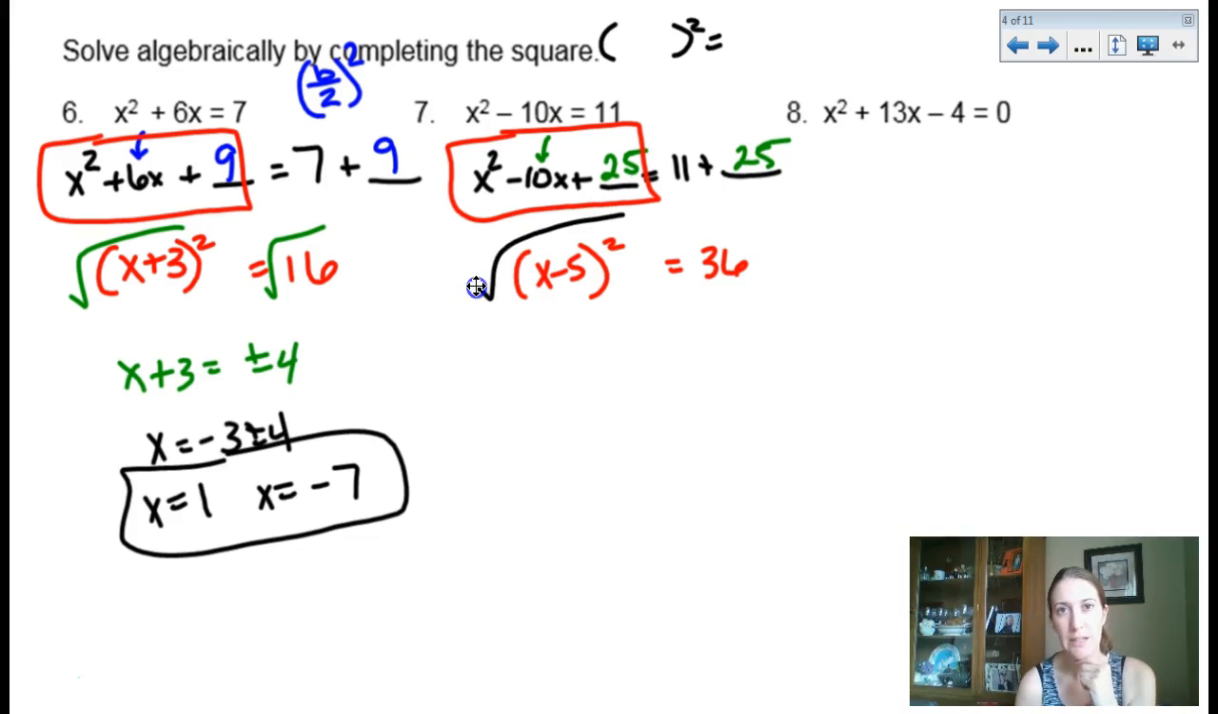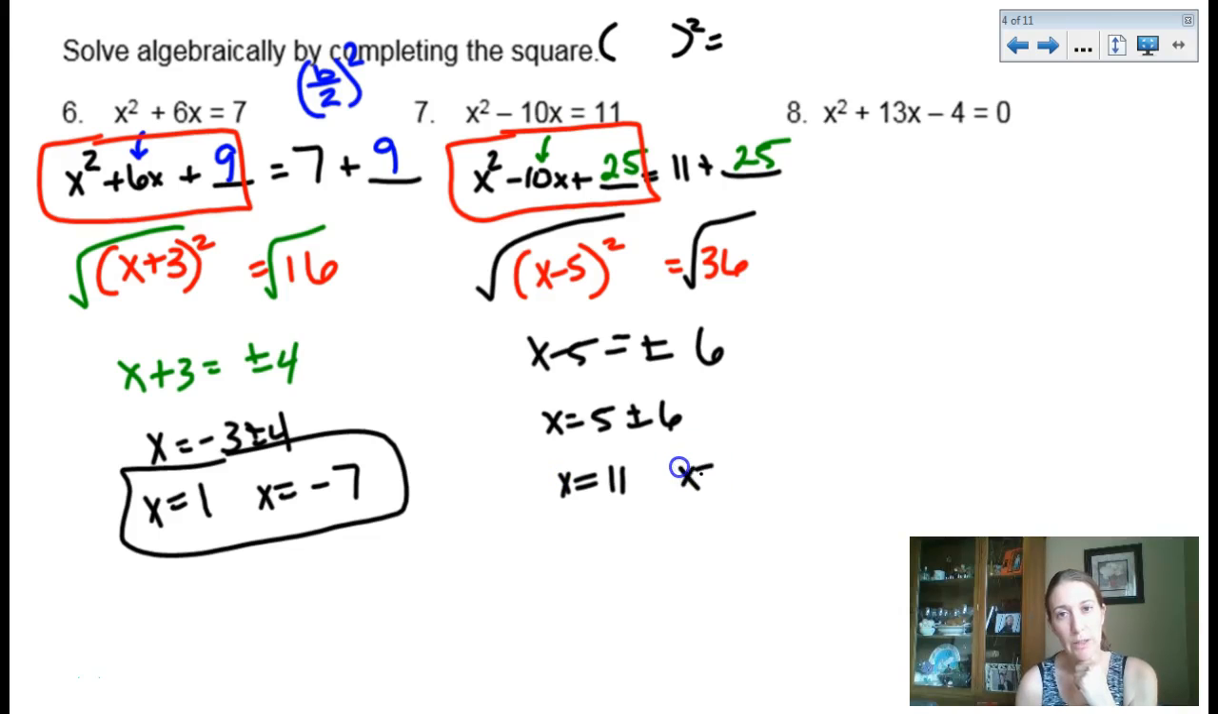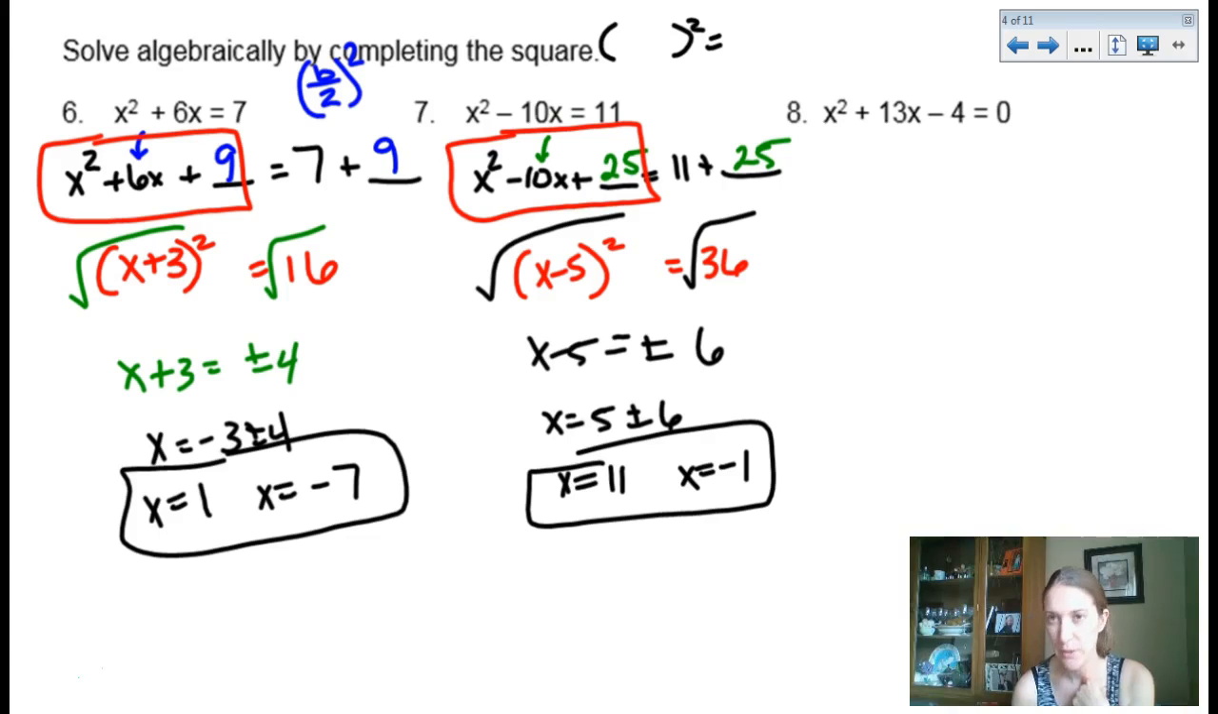All right. Square rooting both sides. X minus 5 equals, don't forget, positive and negative. So take the answer far enough so you actually give me the two integers in this case. So x equals 11 or x equals -1. I love completing the square.